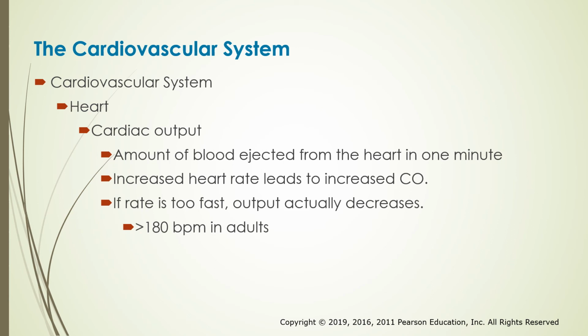So your cardiac output is the amount of blood ejected from the heart in 1 minute. So you would take your stroke volume, the amount of blood pumped in one pump, times your heart rate, and that would give you your cardiac output, which is how much blood is pumped in 1 minute. Obviously, if the rate is too fast, output actually decreases.